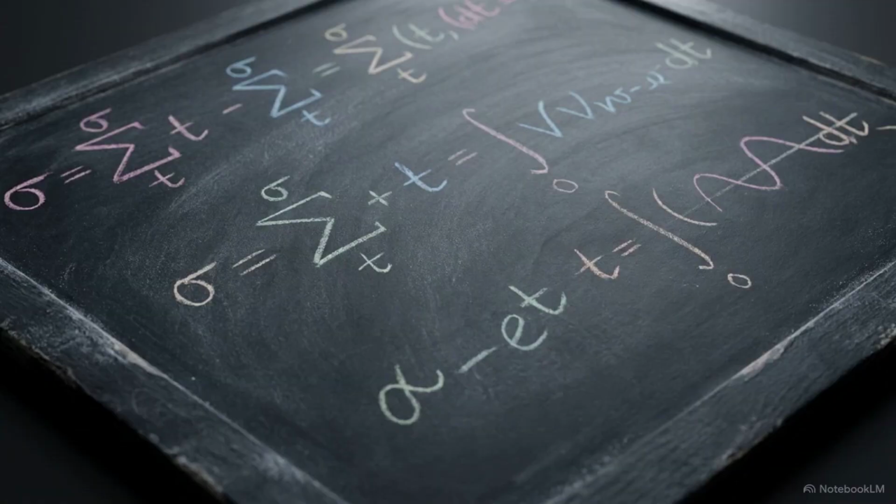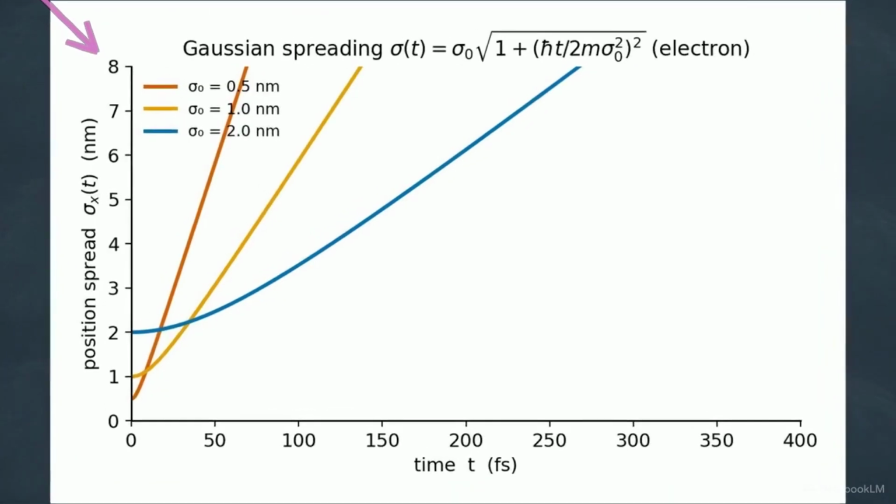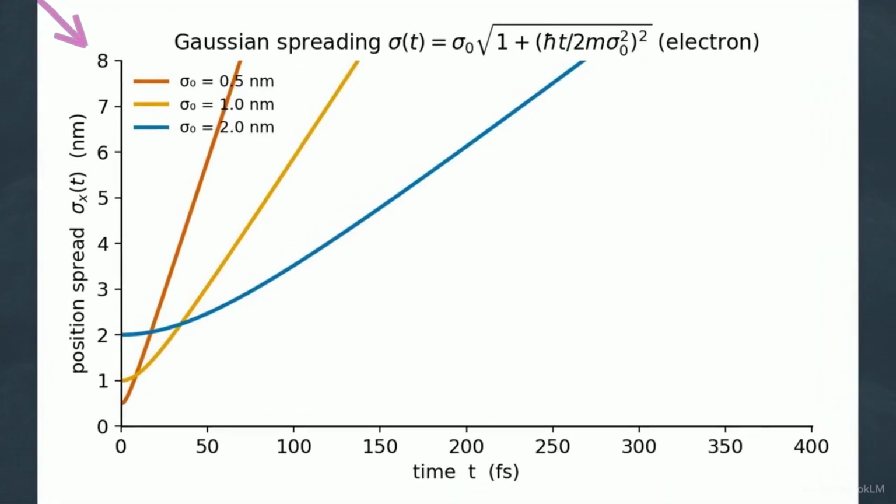The rate at which this spatial dispersion occurs is governed by an exact mathematical scaling law. This graph plots the position spread of an electron over time. It tracks three distinct initial widths, 0.5, 1.0, and 2.0 nanometers, tracing three separate parabolic curves. The exact time it takes for a wave packet to double in width scales directly with the square of its initial width. A tightly localized electron violently disperses almost immediately, climbing sharply up the y-axis, while a wider packet maintains its original shape far longer.